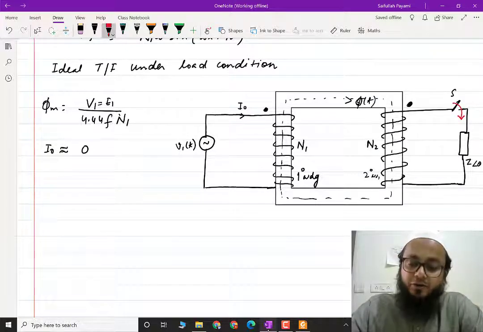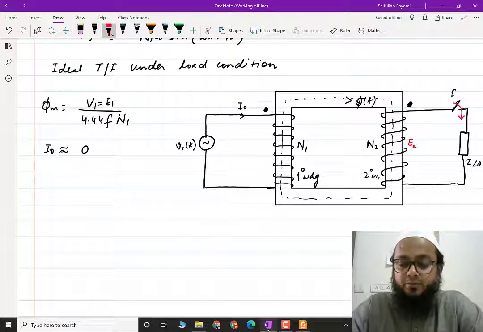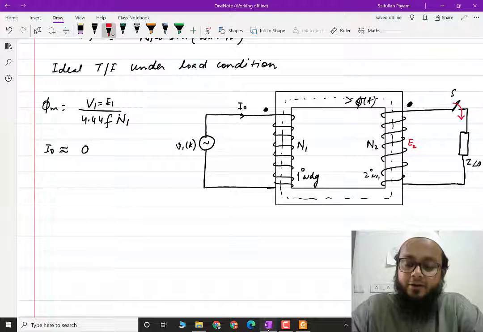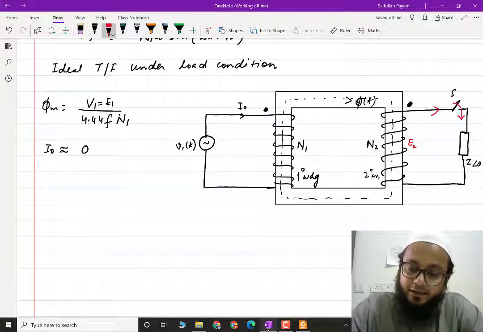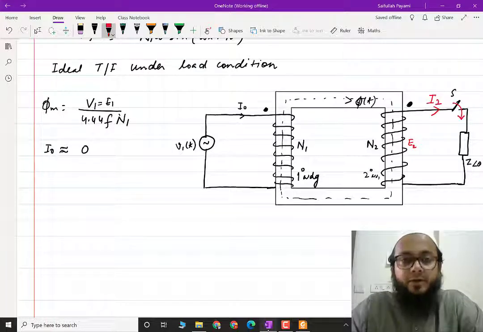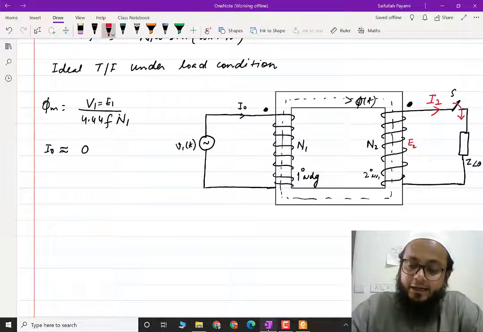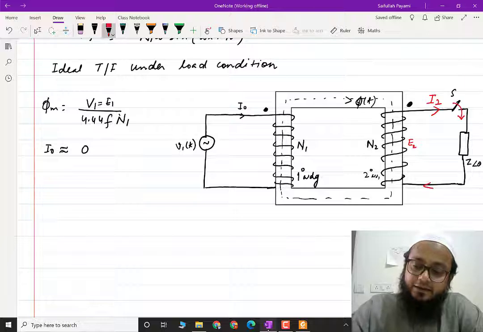Before turning on this switch, obviously in the secondary winding you have the induced EMF, let's say E2. The moment I turn on this switch, it will draw current because EMF is there and load impedance is there. So it will draw the current, let's say I2, flowing here in this direction.